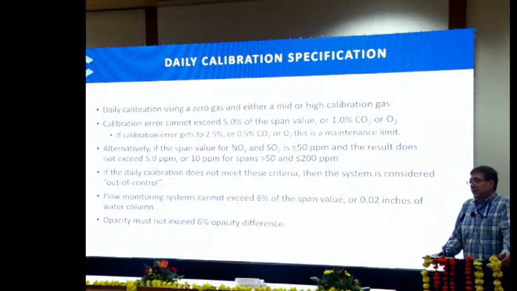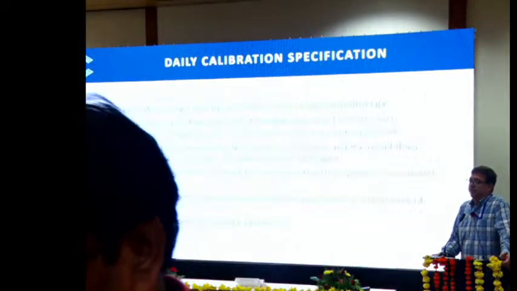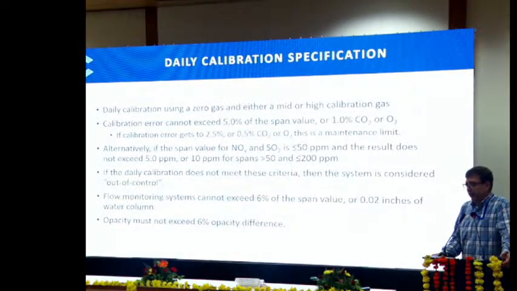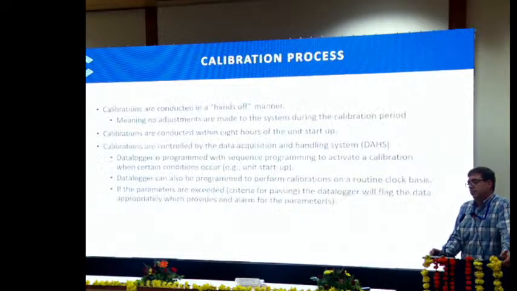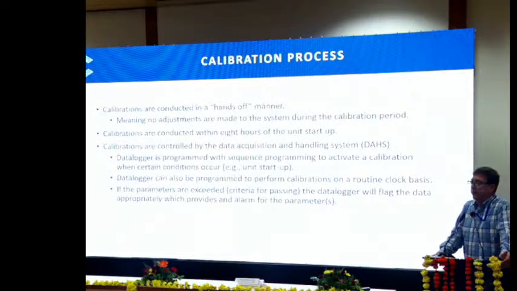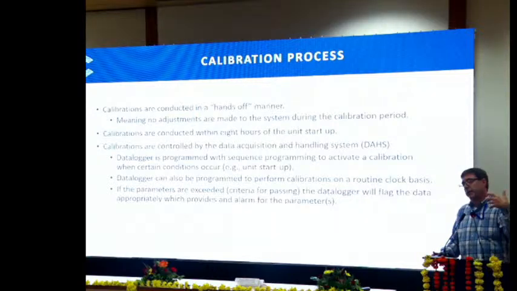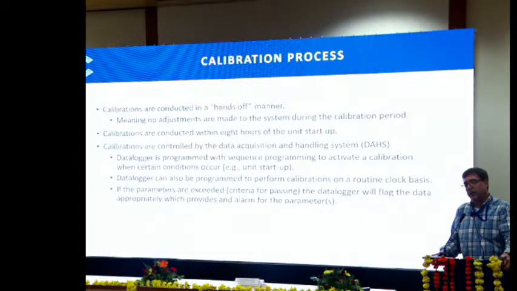Flow monitoring systems cannot exceed 6% of the span value or 0.02 inches of water column. Your opacity monitor must not exceed 6% opacity difference on a daily basis. So calibrations are conducted in a hands-off manner. If you have an issue after your calibration or as a result of your calibration, then you can complete the calibration and then you move forward with maintenance activities to try to address it.